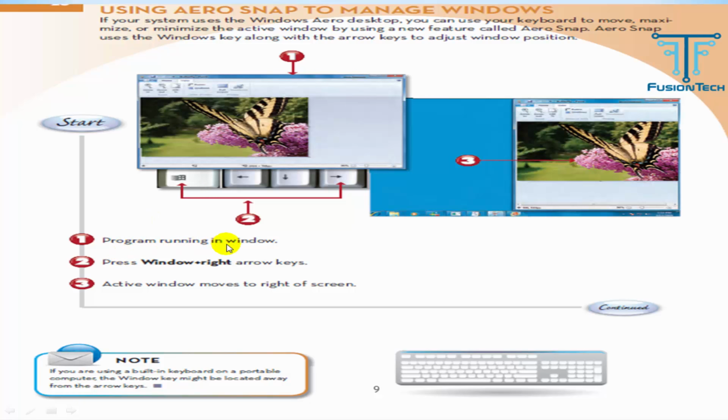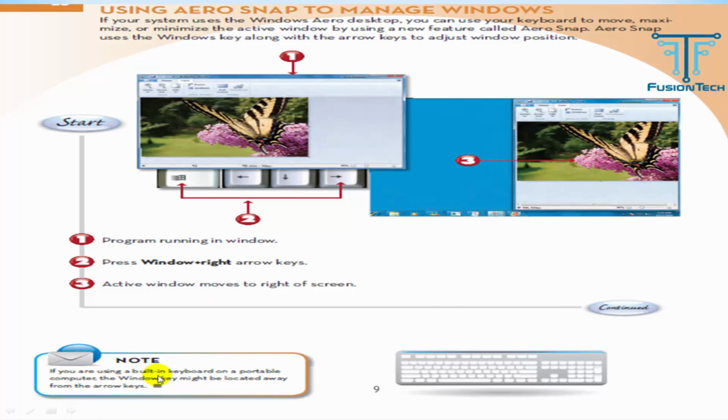First of all, with a program running in Windows, press Windows plus right arrow key, and the active window moves to the right of the screen. Okay, that means you can resize your window. Here is a window, and when you press the Windows key and right arrow key, the active window moves to the right of the screen. Okay, you just go right and left to change between the entire screen.